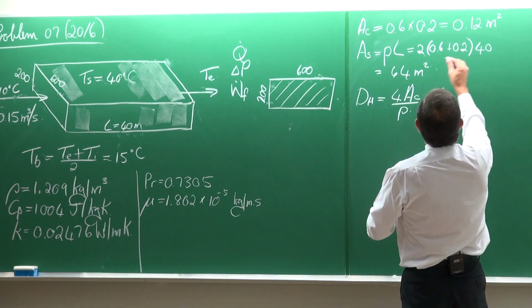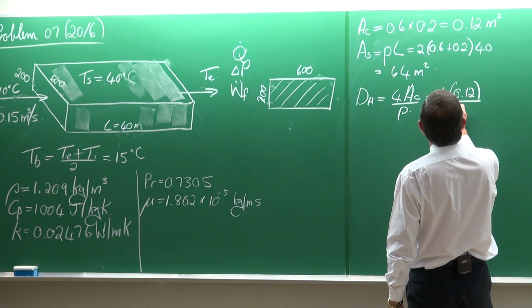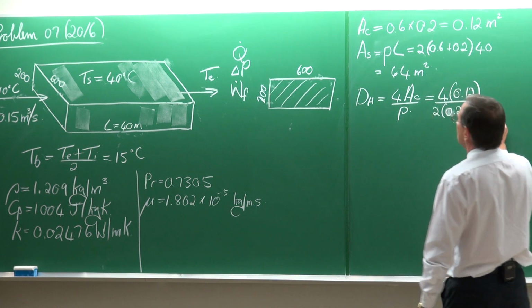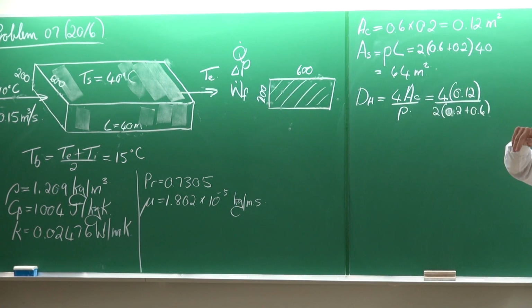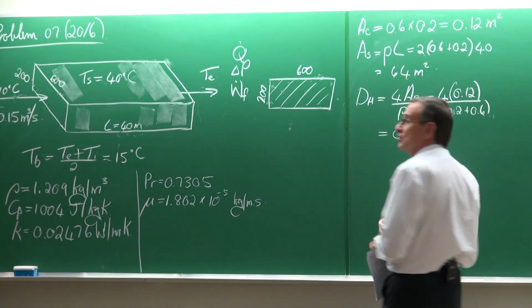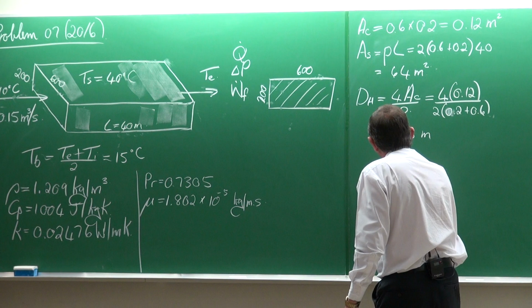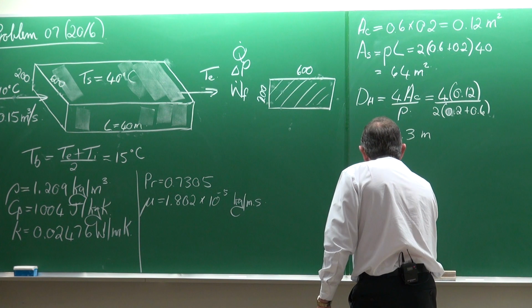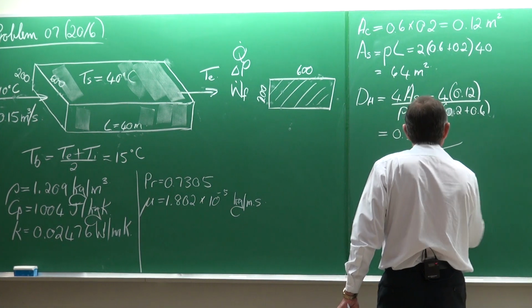We've got 4 times the cross-sectional area, which is 0.12. The perimeter is 2 times 0.2 plus 0.6. So 0.2 plus 0.6 is 0.8, multiplied by 2 is 1.6 meters, and the hydraulic diameter works out as 300 millimeters. So this tube, we are going to consider it as if it is a tube with a diameter of 0.3 and a length of 40 meters.